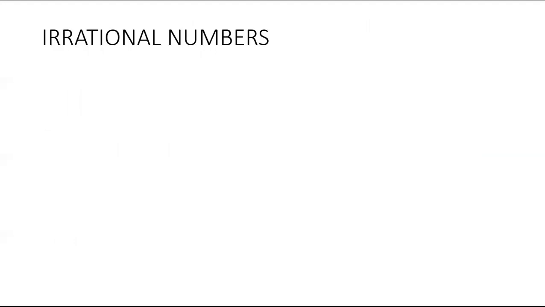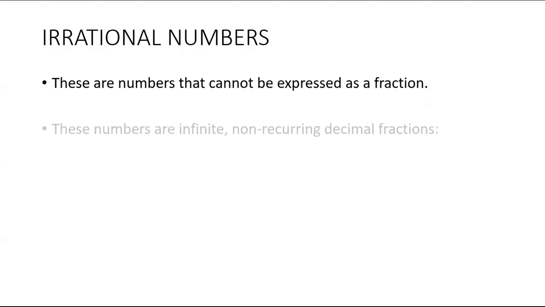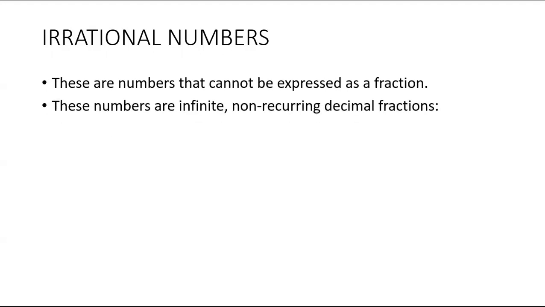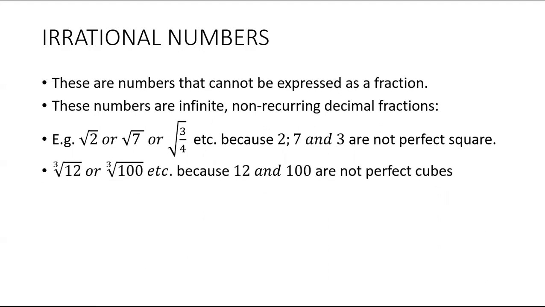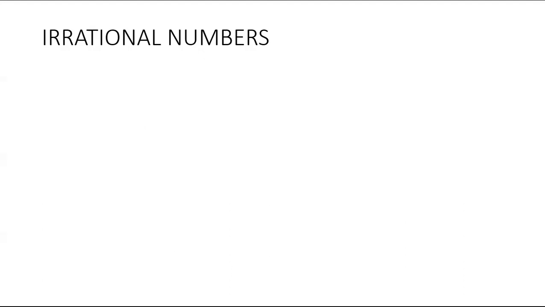Now you're going to be doing irrational numbers. Obviously, guys, you know what irrational numbers are. Irrational numbers are numbers that we cannot express as a fraction. And these numbers are infinite. They're non-recurring decimal fractions. I give you examples such as the square root of 2, square root of 7, or square root of 2 over 4, etc. Because 7, 2, and 3 are not perfect squares. So basically, there's no way we can find the square roots of those. Similarly, if I find the cube root of 12, cube root of 100, those are not perfect cubes. Therefore, they will result in me getting a non-recurring decimal if I were to simplify them.